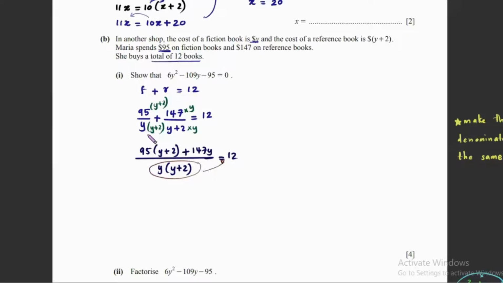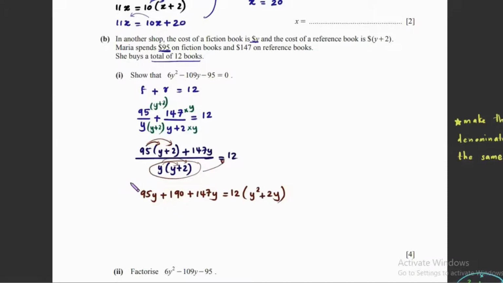So I can expand this at the same time. I can get rid of the brackets. 95y plus 95 times 2, which is 190, plus 147y. And I have 12 already. And I can expand this. When I expand it, I get y squared plus 2y. And then I'm going to take it to the other side. So we have y squared plus 2y that gets multiplied with this 12.